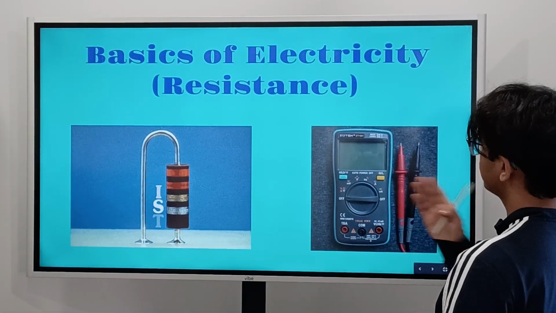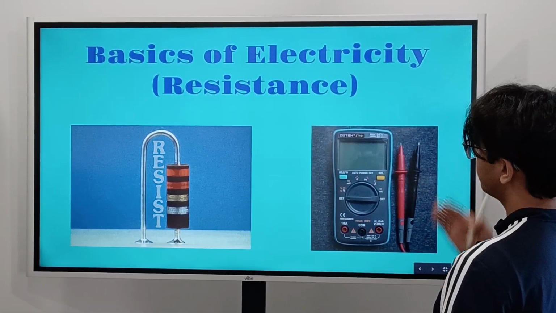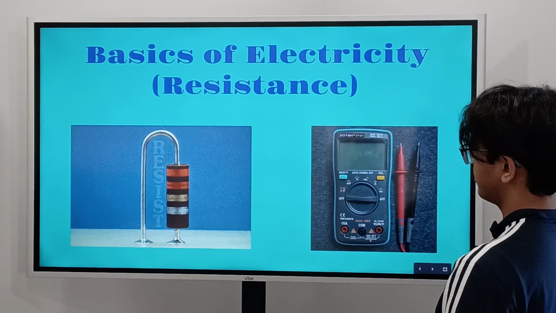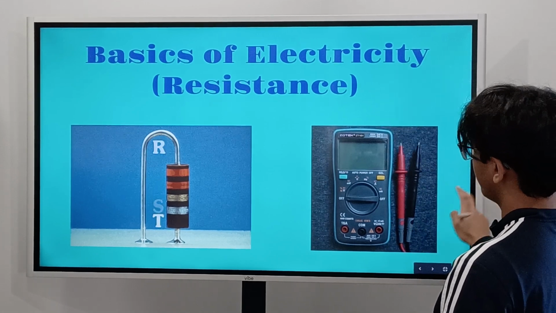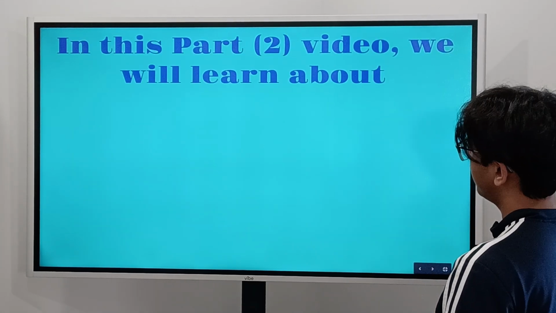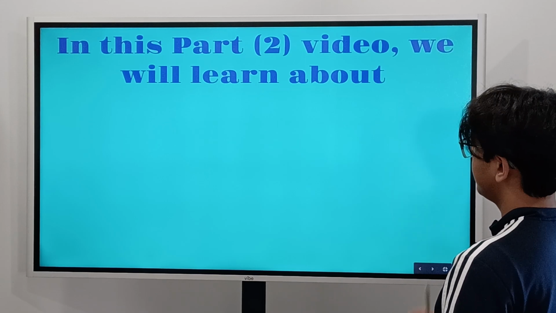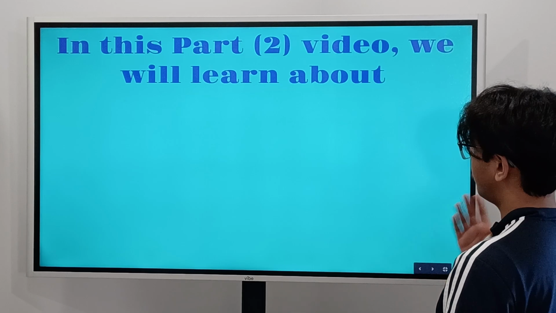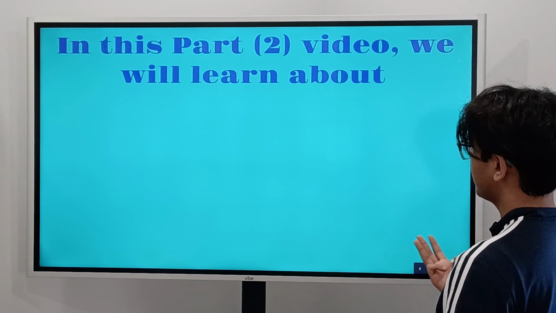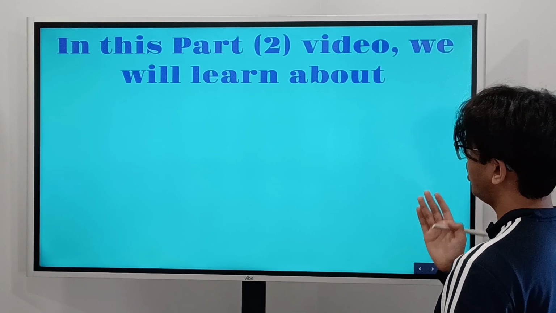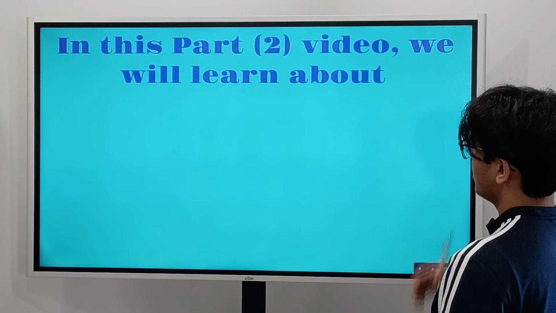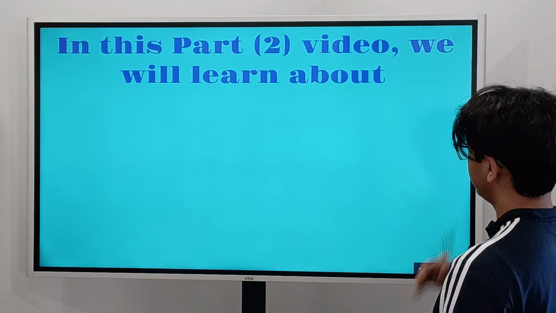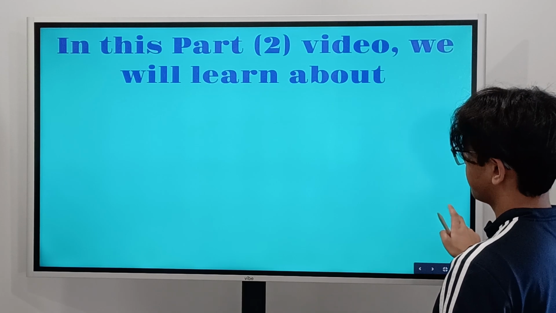Video, we're going to be going over the basics of electricity, and in this video, we're going to be covering what resistance is. So let's get started with our video. In our part 1 video, we talked about what current was, so make sure to watch that video. And then in our part 3 video, we're going to be going over what voltage is, because all three of these have a connection, so that's why we separated them all into 3 different parts. So let's see what we're going to be learning in this part 2 video about resistance.